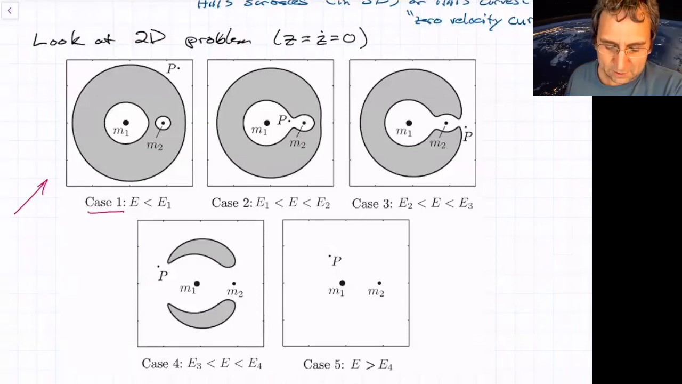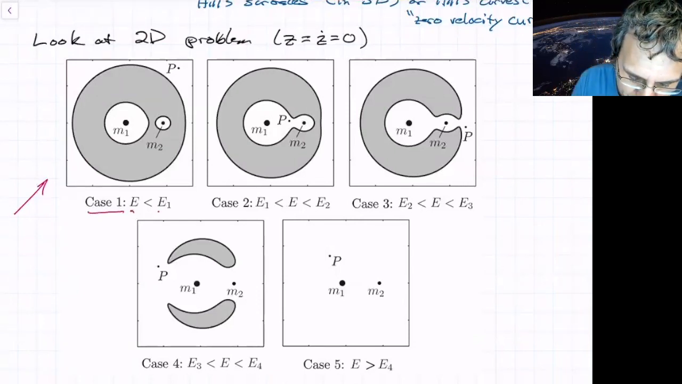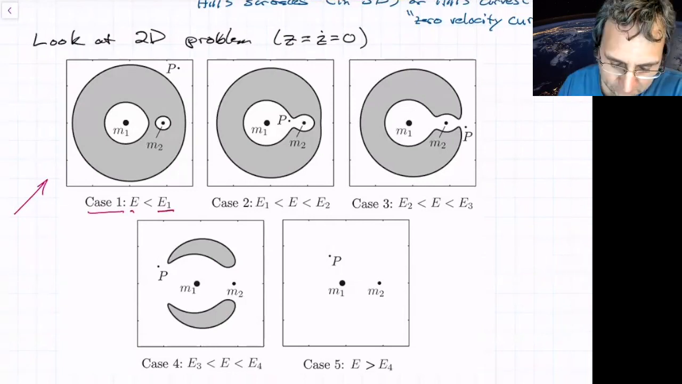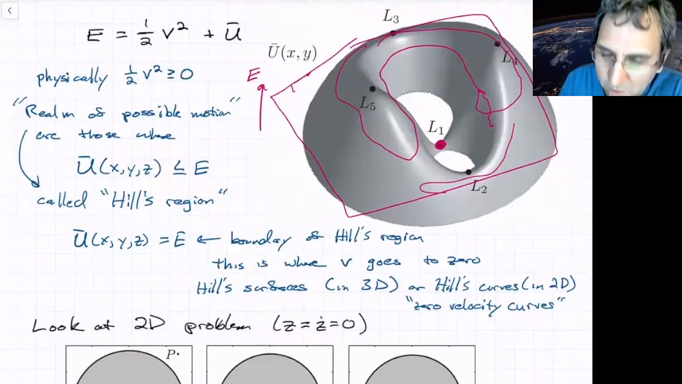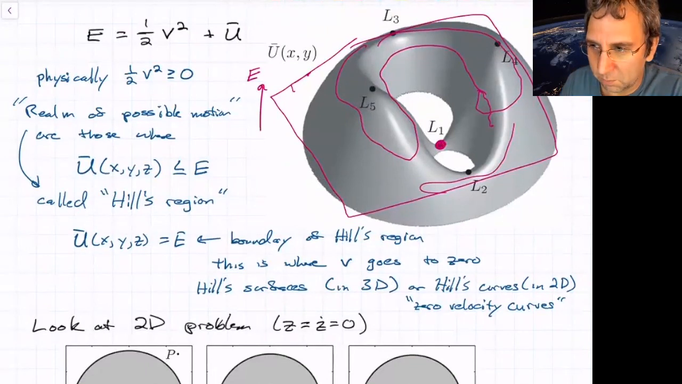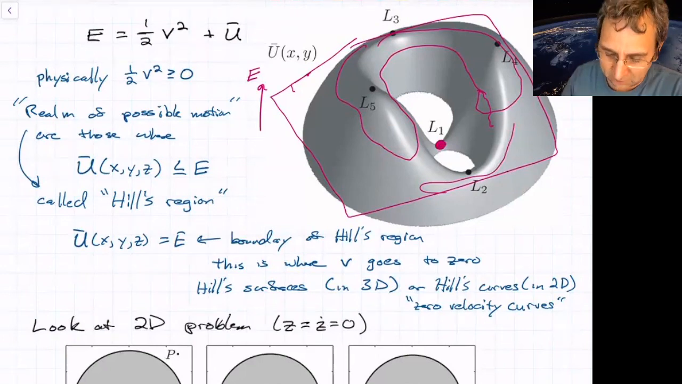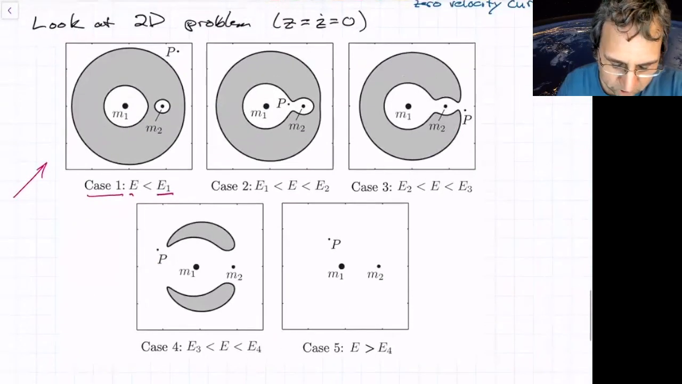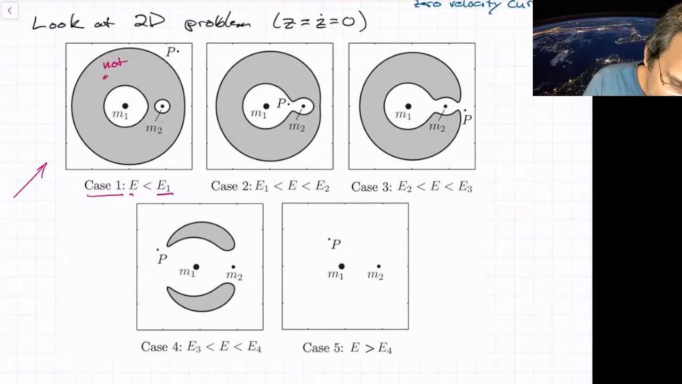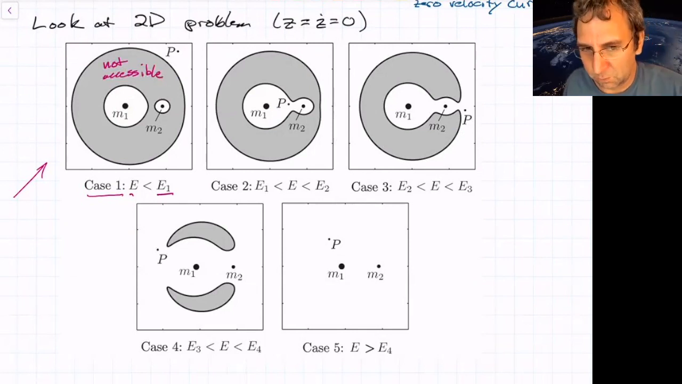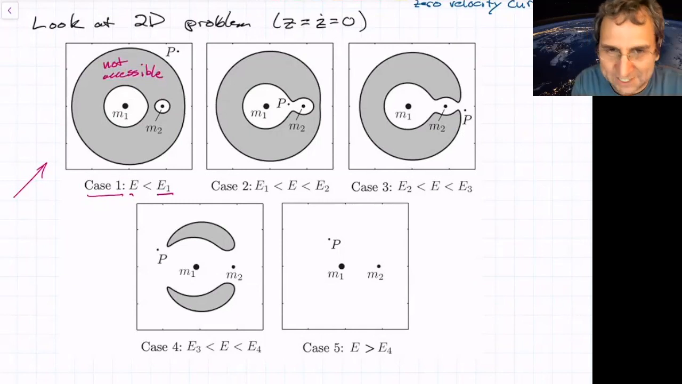Case 1 is where the energy is below a certain value that we call E1. What this means is that you've got an energy surface that's below the location of this L1 point, or the energy of that L1 point. If you have an energy that's below the L1 point, then the region in gray is the region that is just not energetically accessible to you. Sometimes we call it the forbidden region. Makes it sound like we put some rules on it, but no, it's just 1/2 v squared would have to be negative in there, and that's just not physical.